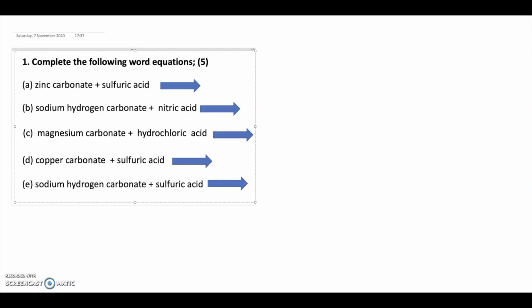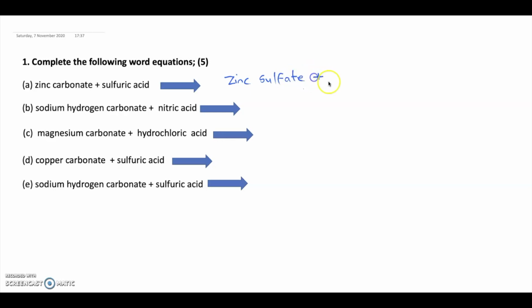So now let's go for the answers to question 1. So we have to complete the word equations here. Our first word equation is zinc carbonate and sulfuric acid. Now whenever you have sulfuric acid, you form a sulfate. So the salt that we're going to form is going to be zinc sulfate, and my other products are going to be carbon dioxide and water, because whenever you add a metal carbonate to an acid, you form a salt, carbon dioxide and water.